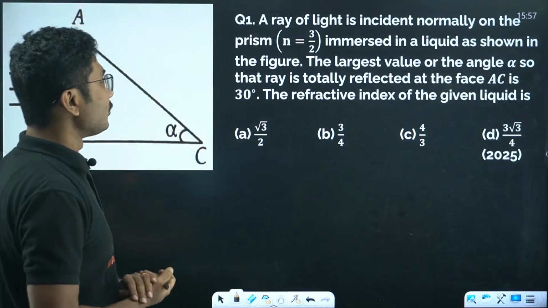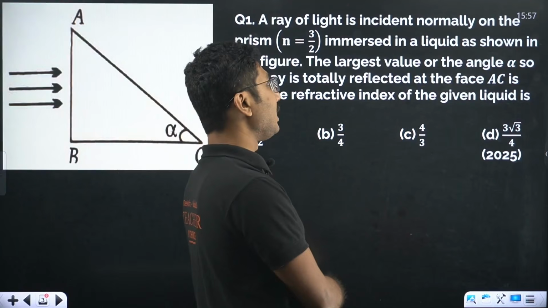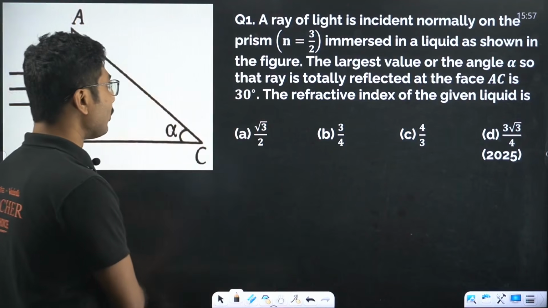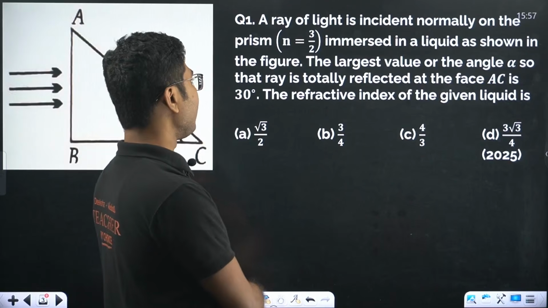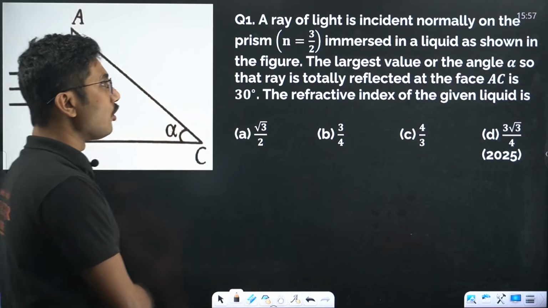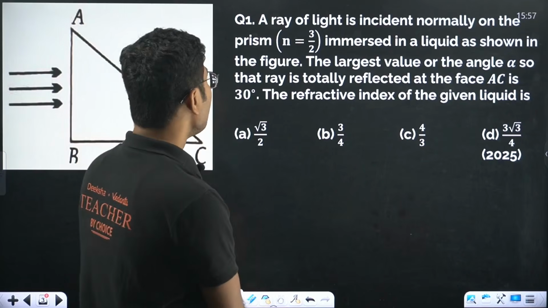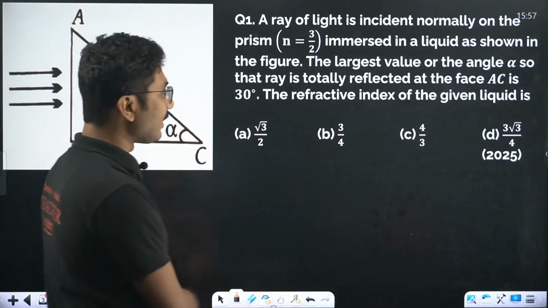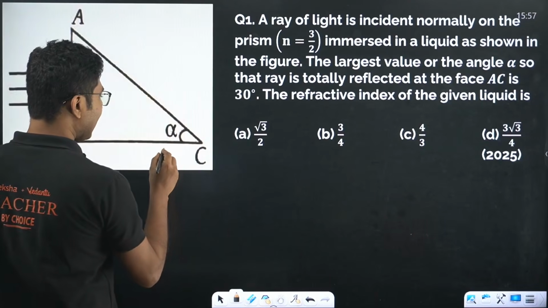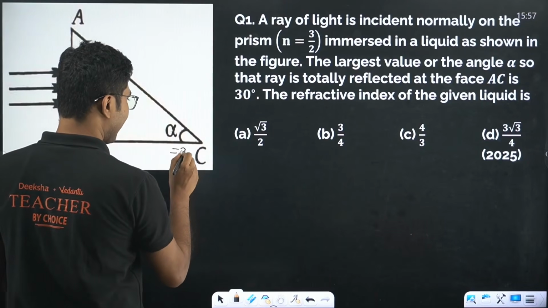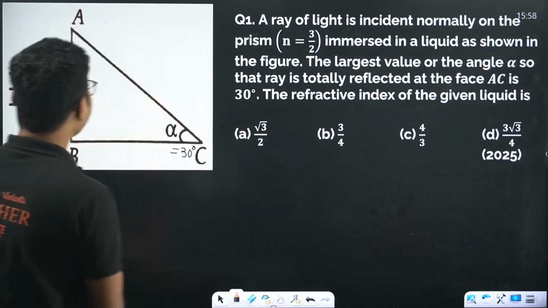So let's start. The first question is: a ray of light is incident normally on the prism, n equals 3/2, immersed in a liquid as shown in the figure. The largest value of the angle alpha so that the ray is totally reflected at the face AC is 30 degrees. So this angle is given as 30 degrees when the ray is totally internally reflected.